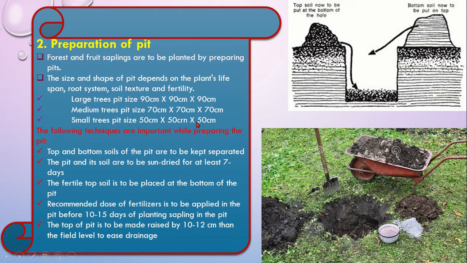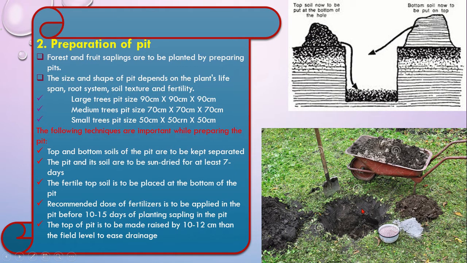So before we prepare any pit for seedlings or saplings, we have to know this size. According to this size, we have to prepare the pit. And have a look. This is the picture where you can observe that we dig the soil. That means the topsoil we have to leave on one side, and the bottom soil we have to leave on another side. That means if the pit size is 50 centimeter, then the top 25 centimeter soil is left on one side, and the bottom 25 centimeter soil is left on another side.